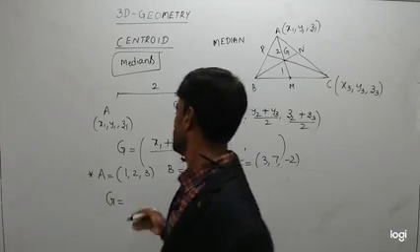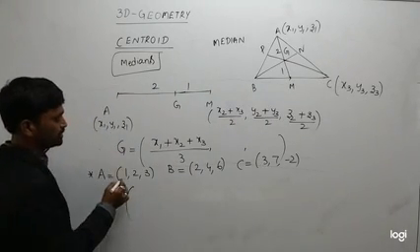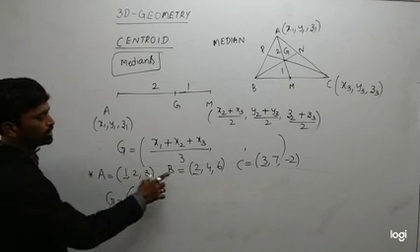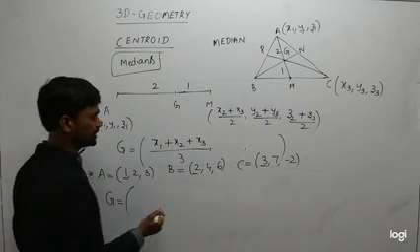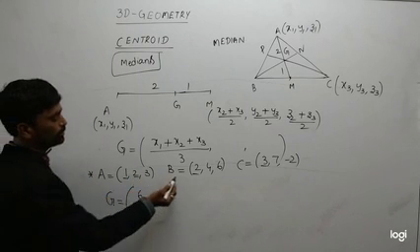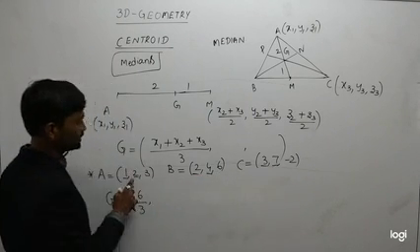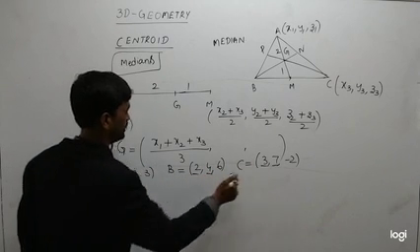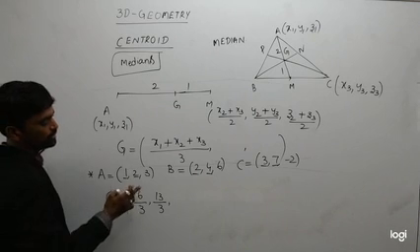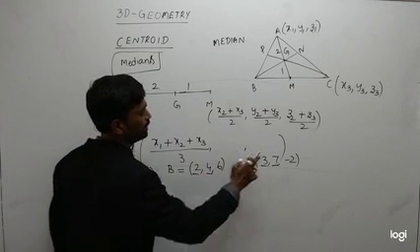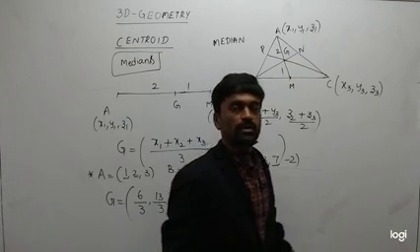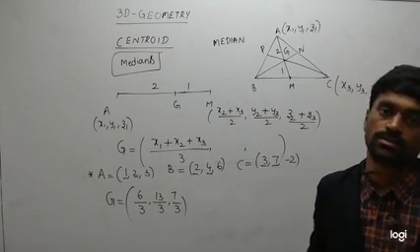Okay. What is the average of x coordinates? That is nothing but x1 plus x2 plus x3 by 3. 1 plus 2, 3. 3 plus 3, 6 by 3. y1 plus y2 plus y3 by 3. That is 2 plus 4, 6. 6 plus 7, 13 by 3. z1 plus z2 plus z3 by 3. 3 plus 6, 9. 9 minus 2, 7 by 3. So those are the coordinates of centroid of the triangle.